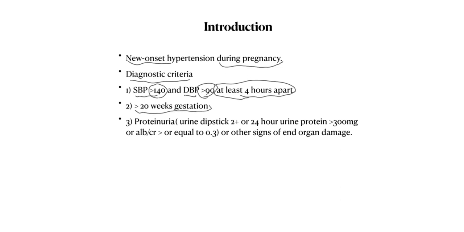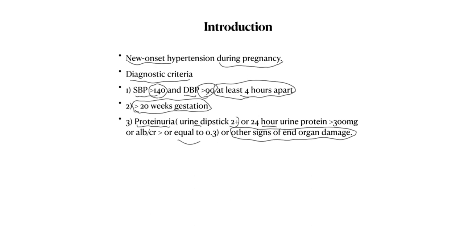The second one is the gestation. Just look at the gestation. Gestation should be greater than 20 weeks. The third is you need either proteinuria or other signs of end organ damage. So proteinuria is defined by any one of these three criteria.